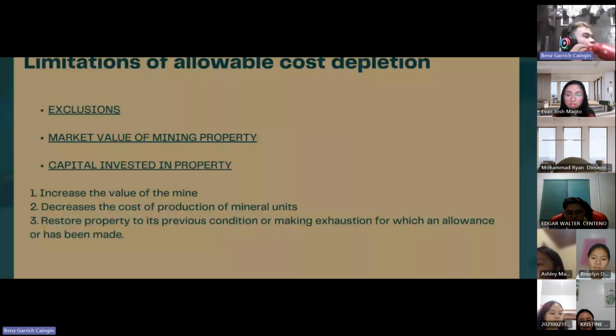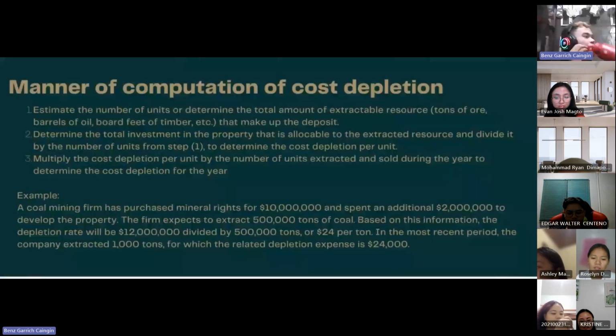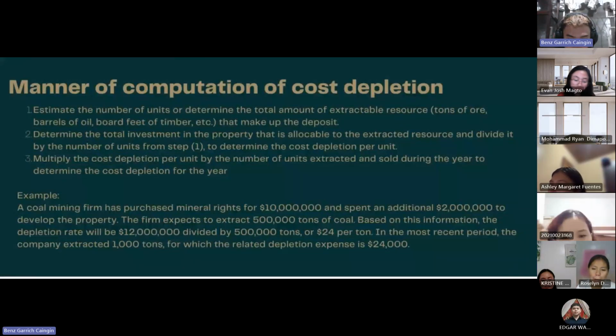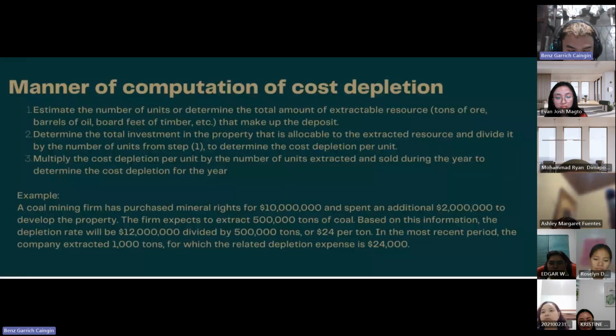So the next one is the manner of computation of cost depletion. Calculating the cost depletion requires three steps. The first one is to estimate the number of units or determine the total amount of extractable resource, such as tons of ore, barrels of oil, board feet of timber, etc., that makes up the deposit. The second one is to determine the total investment in the property that is allocable to the extracted resource and divide it by the number of units from step 1 to determine the cost depletion per unit. The next one is to multiply the cost depletion per unit by the number of units extracted and sold during the year to determine the cost depletion for the year.